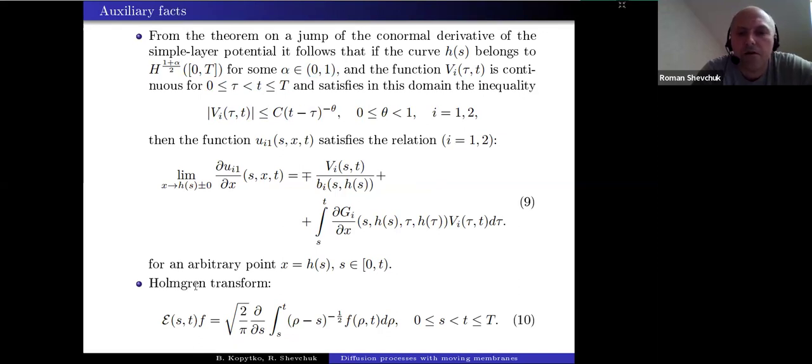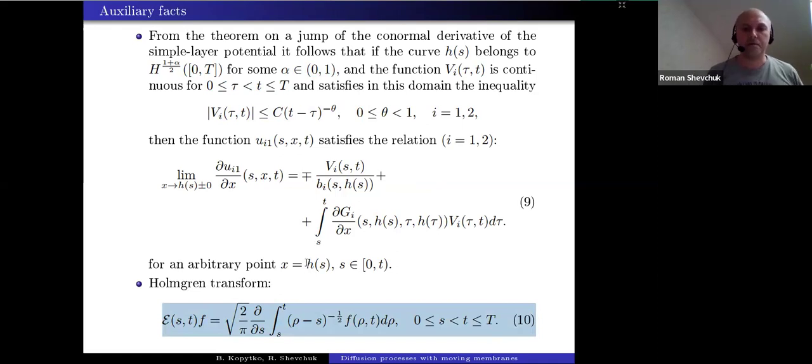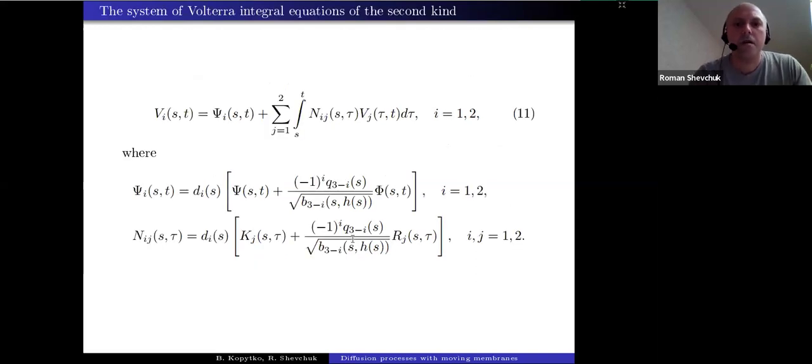We also need to use the Holmgren transform. Here it is. This transform allows us to reduce the system of Volterra integral equations, where some equations are of the first kind, to Volterra integral equations of the second kind. Here is written the system of Volterra integral equations of the second kind for the unknown functions vi.